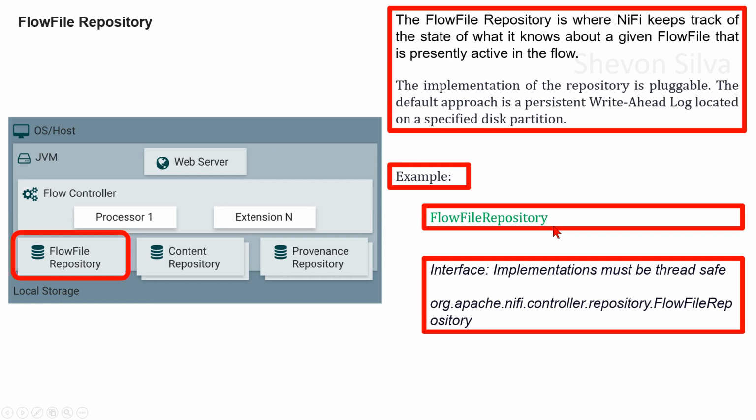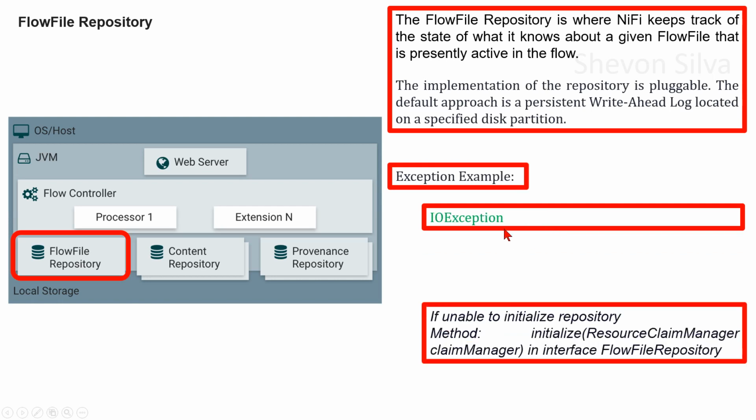As an exception example, we can consider this exception that occurred in the initialize method in interface FlowFile repository here. IOException, if it is unable to initialize the repository.